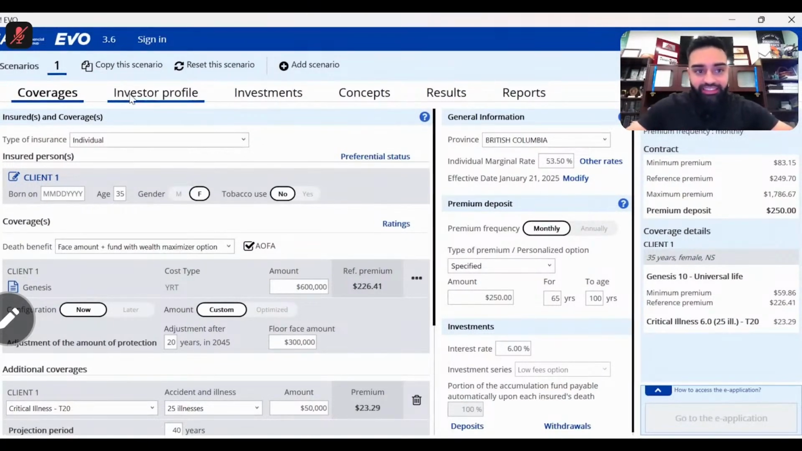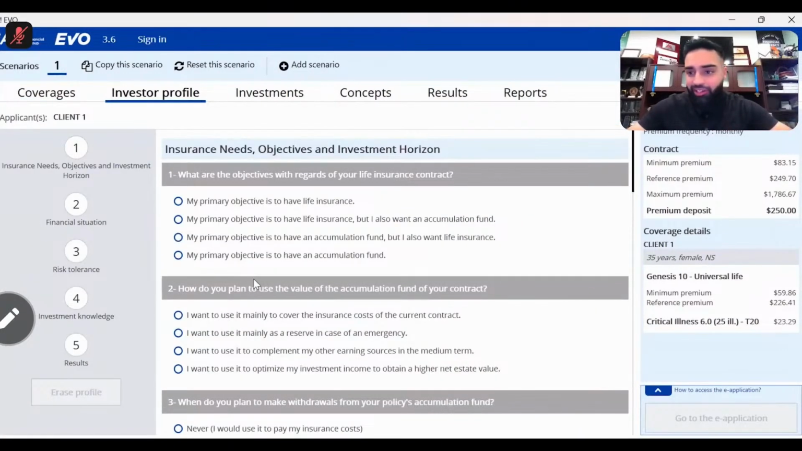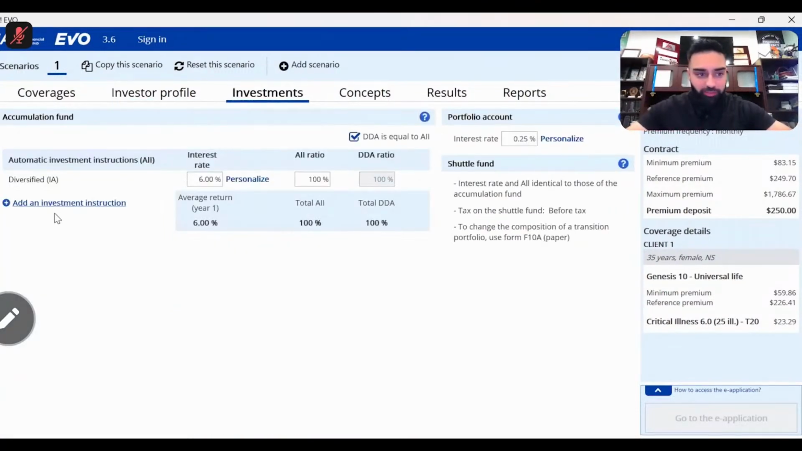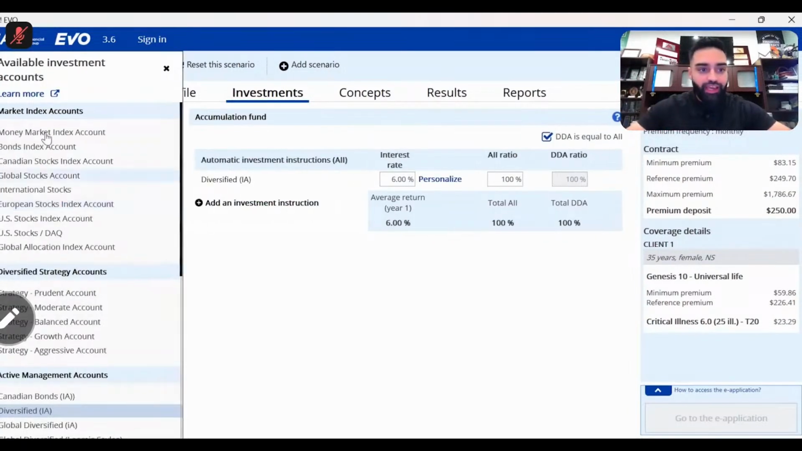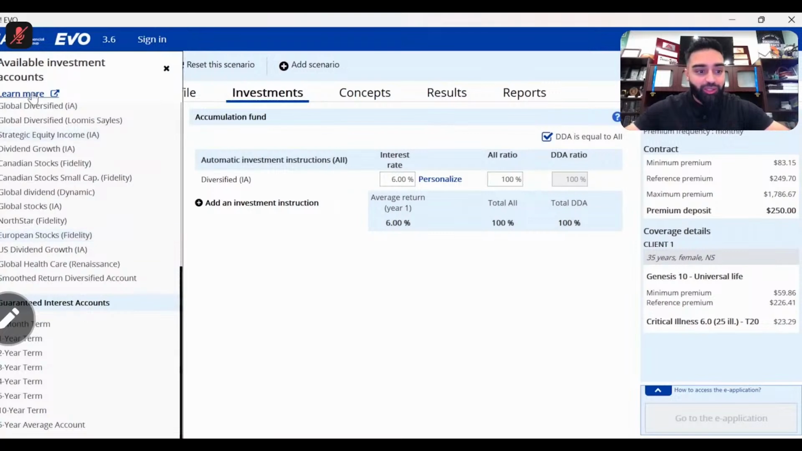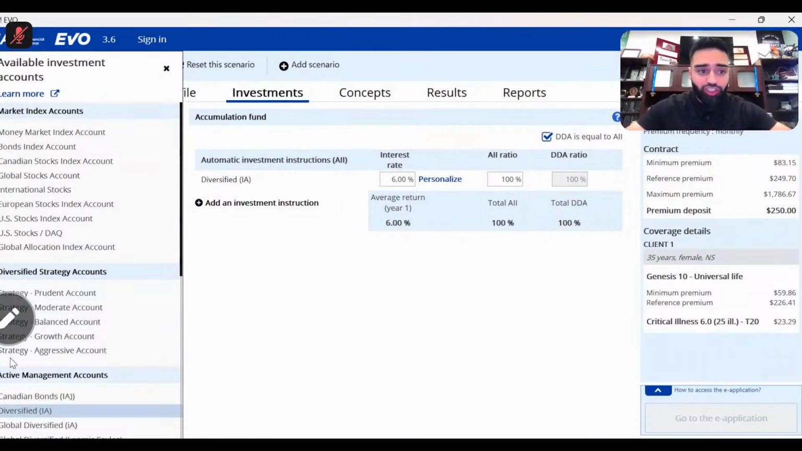But the next thing here is the investor profile. In here, you can find out which funds you should be putting them into. I'm not going to cover this too much, but I'm going to go straight to the investments. There are many investment options that we can choose from. If I go here, there are many index funds. A lot of times I use the US DAC account over here. But remember, there's a lot of other funds. There's also guaranteed interest accounts in here as well, 1-year term, 5-year, whatever the case might be. So you can choose these.